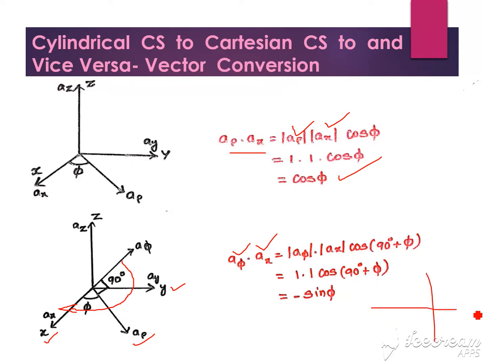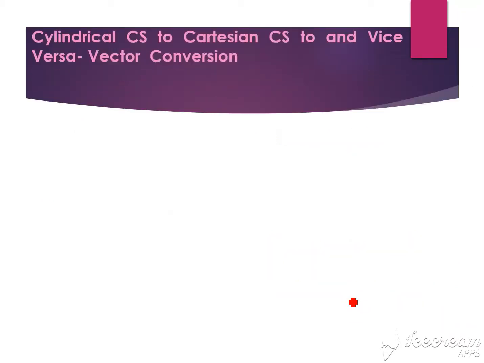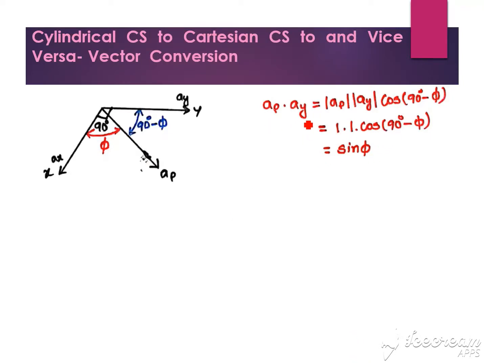Here cos of 90 plus phi is in the second quadrant. In the second quadrant, already we know from basic trigonometry, only the sine term gets a positive sign. So here the cosine term is there, so we need to put a negative, and cos of 90 plus phi is minus sin phi. And the third one, A rho dot Ay.